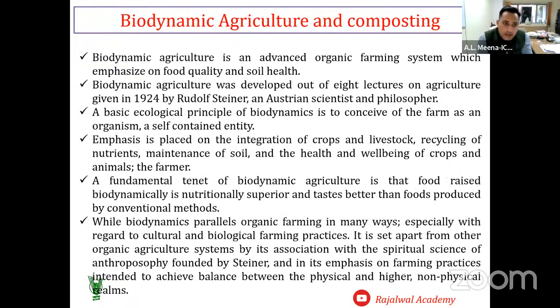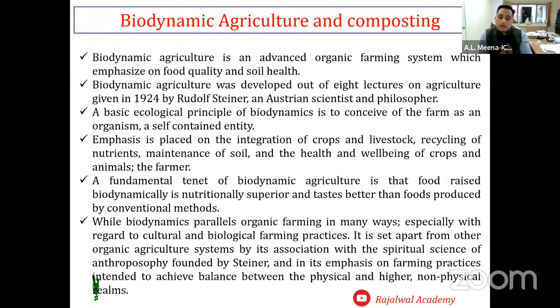In biodynamic agriculture, the farm is considered a living organism, and emphasis is placed on the integration of crops and livestock, recycling of nutrients, maintenance of the soil, and the health and well-being of the crops, the animals, and finally the farmer. The fundamental tenet of biodynamic agriculture is that food raised biodynamically is nutritionally superior and tastes better than foods produced by conventional methods.